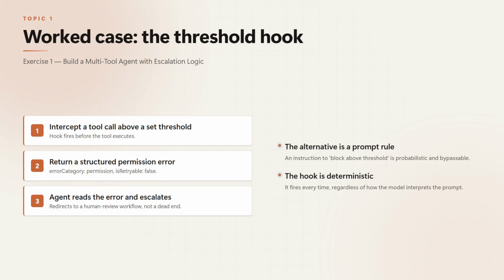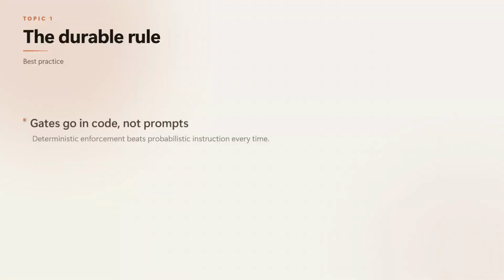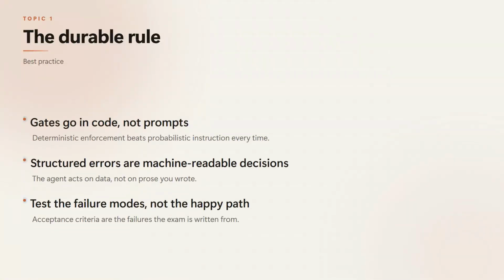The other cases, transient errors producing retries, business errors producing explanations, follow the same pattern, and they are on the page. The durable rule: gates go in code, not prompts. A programmatic hook that blocks above a threshold is deterministic, a prompt instruction is not. Rejecting a routing classifier is not about the classifier, it is about bypassing the language understanding you are paying for. Structured errors are machine-readable decisions: the agent retries or explains based on data you returned, not prose you wrote. And test the failure modes, not the happy path. Every acceptance criterion here is a failure mode because that is what the exam items are written from.